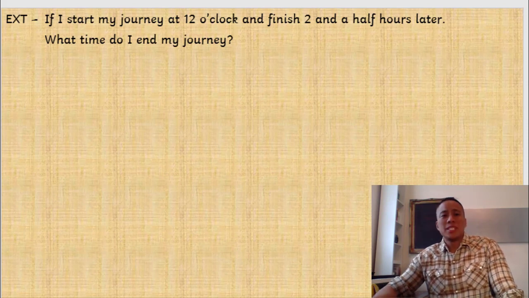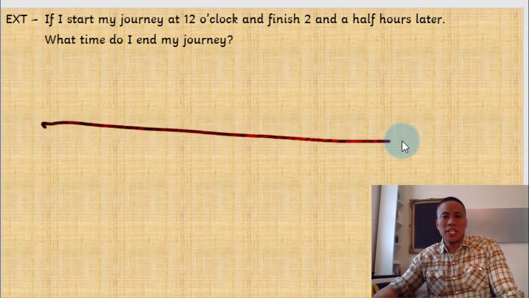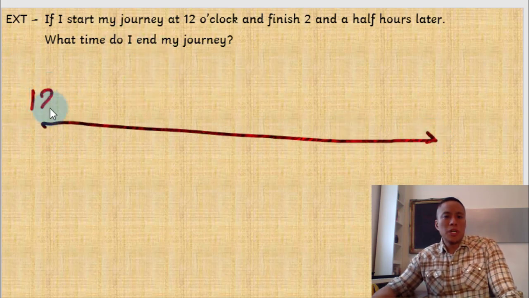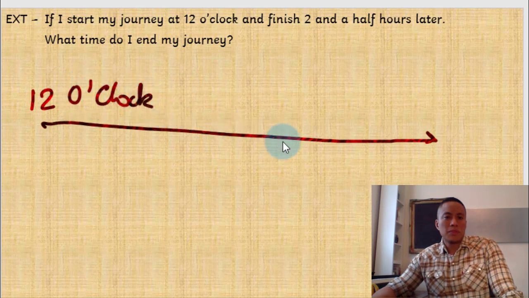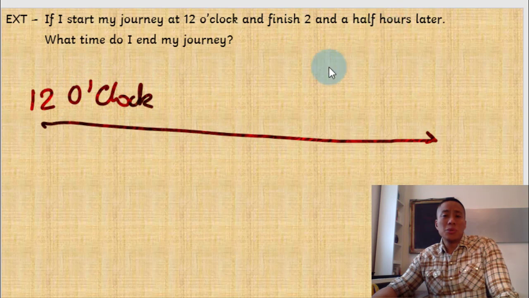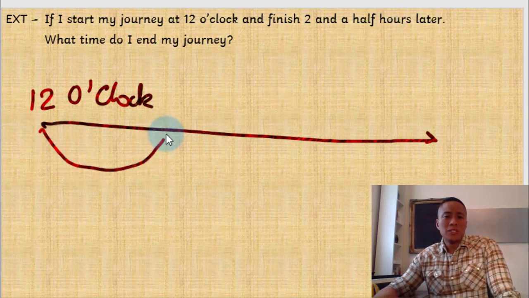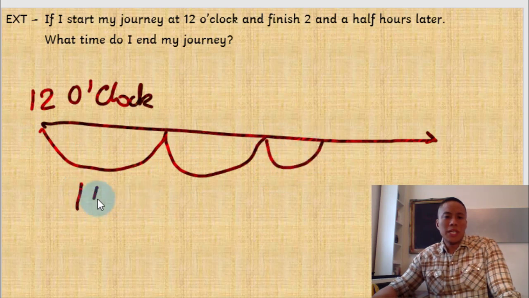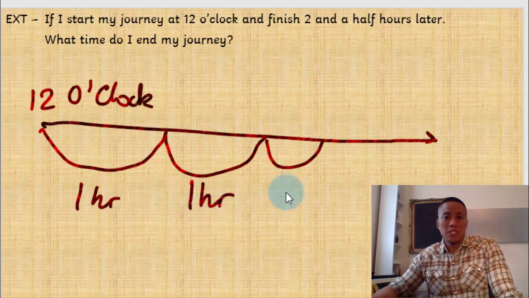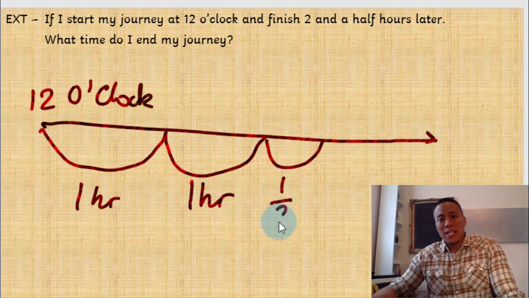Okay then. Here we go. I start my journey. Here's my journey. Lovely line there. Start my journey at 12 o'clock. So here's my 12 o'clock. And it finishes 2.5 hours later. So 2 hours and a half. So this is 1 hour. I did HR for hour. I've just been lazy. I should have done HOUR, but oh well. And this is a half an hour.